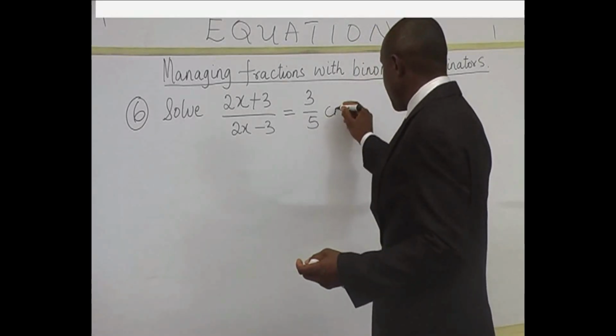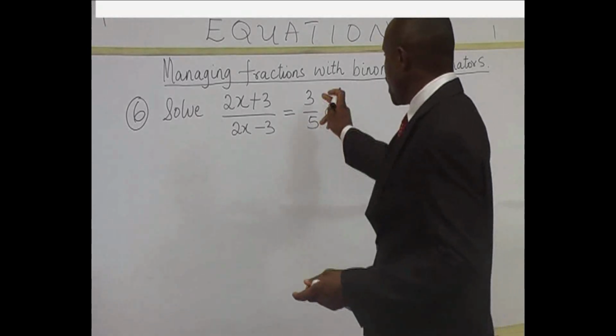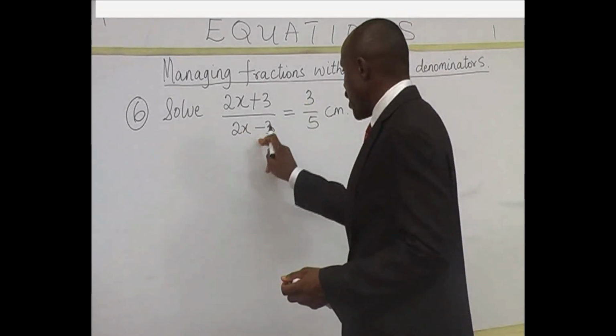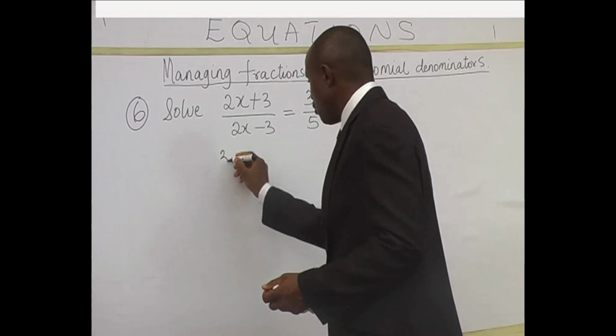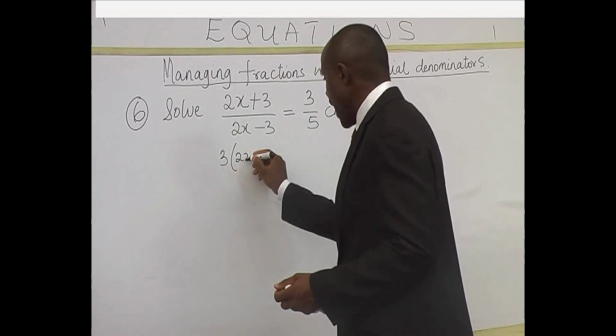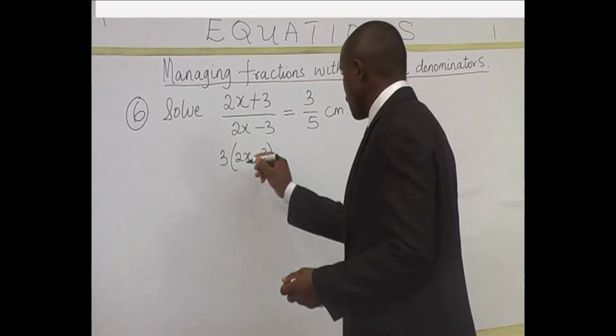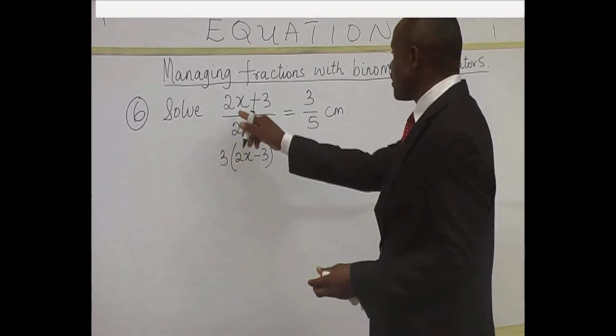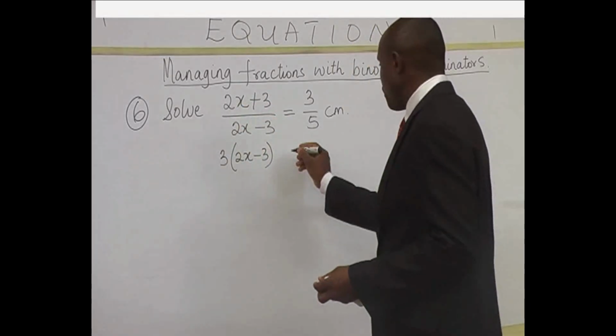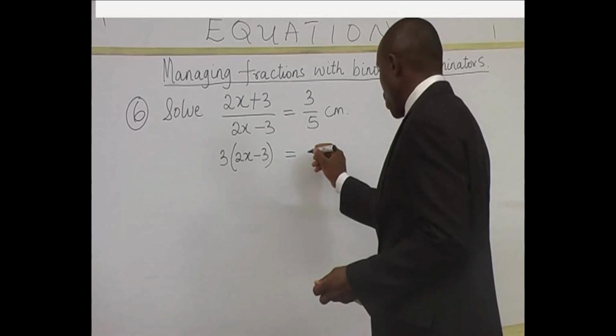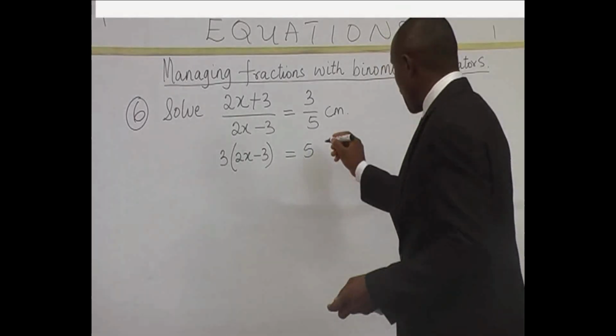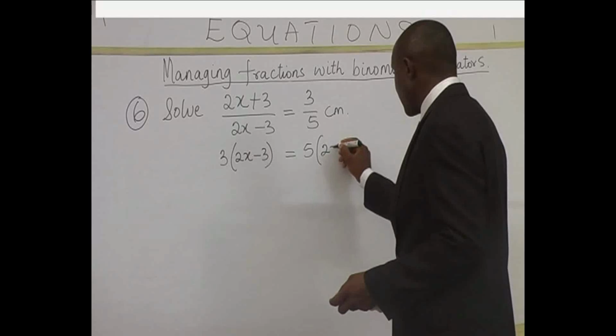Cross multiply. 3 times 2x minus 3 will give you 3 into 2x minus 3. 5 times 2x plus 3 will give you, that is now going to be equal to 5 into 2x plus 3.